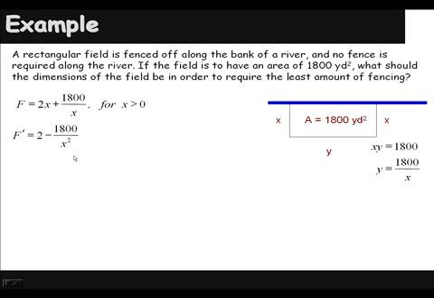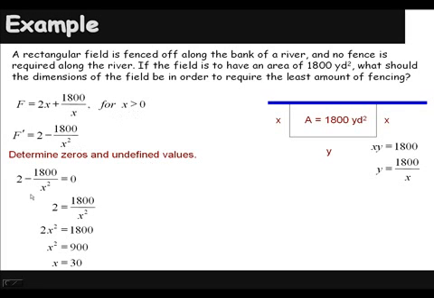I'm going to find the derivative of this function f that represents the amount of fence. Derivative of 2x is 2. The derivative of 1,800 over x is negative 1,800 over x squared. Let's find the zeros and where that doesn't exist. It wouldn't exist at 0, but that's not in the domain of x, so we're not going to worry about that. If I set this equal to 0 and solve, I find that x can be 30.